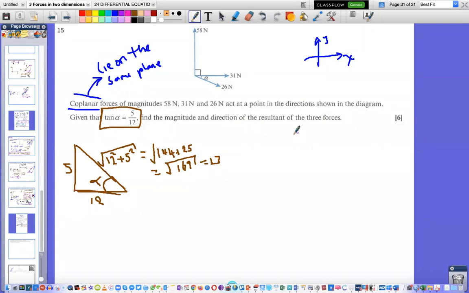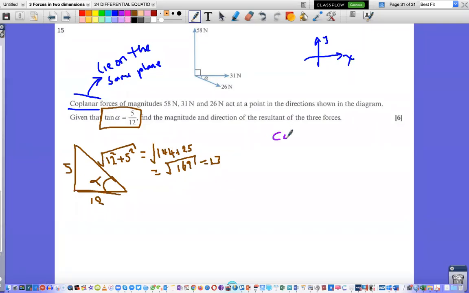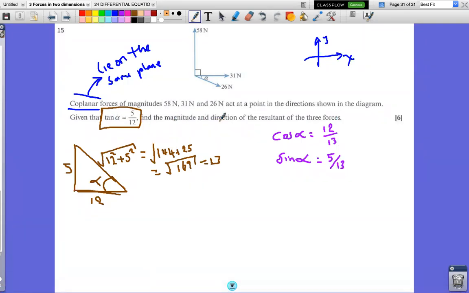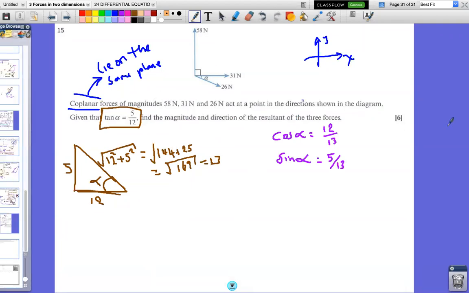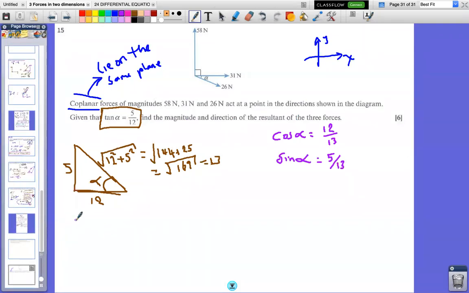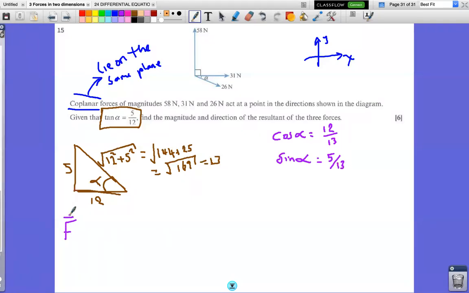So this means that cos alpha is 12/13 and sine alpha is 5/13. You are asked to find the magnitude and direction of the resultant force. All you need to do is find the magnitude and direction of the resultant force. You first find the force as a vector.